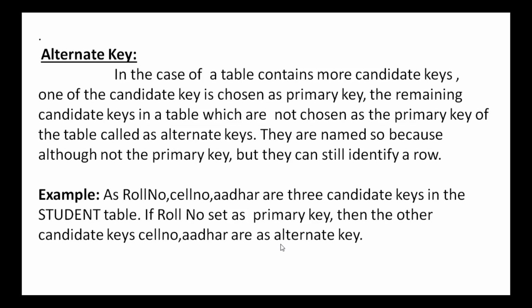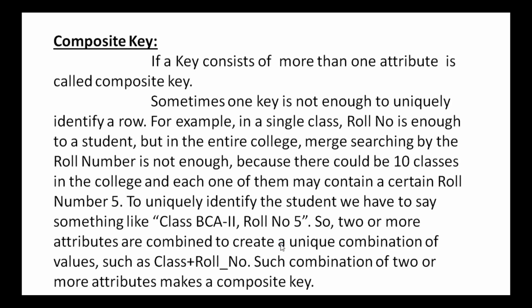Why do these keys have the name alternate? Because although those are not the primary keys, they can still identify each and every row uniquely. So in this example roll number, cell number and Aadhaar number are the 3 candidate keys. If the roll number is chosen as primary key, then the other two candidate keys, cell number and Aadhaar number, are alternate keys.